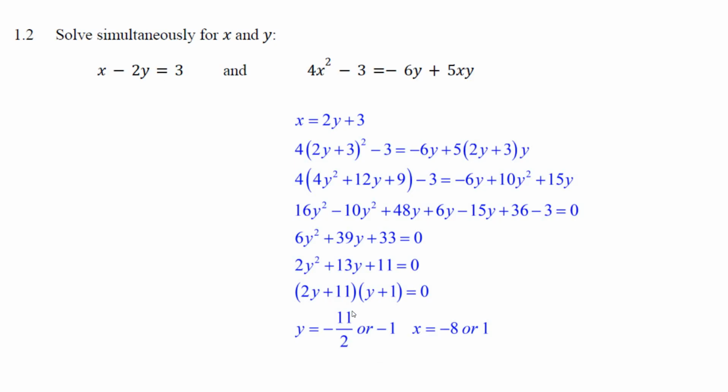And all you do is take that negative 11 over 2 and put it back in for y, and you'll get x is minus 8. Put minus 1 back in there, and you'll get x equals 1. And there's your solution. A lot of people say just leave it like that, but I like to see an ordered pair. I'd like to write minus 8, minus 11 over 2 first, and then 1 and minus 1. I'd write the little ordered pairs in as your solutions.